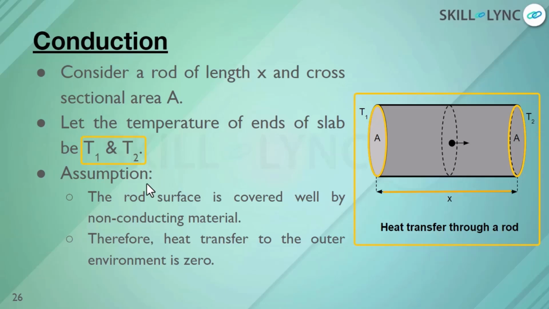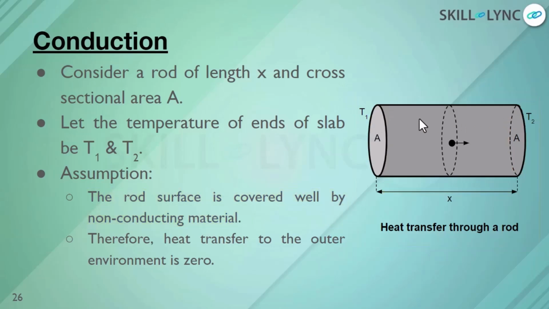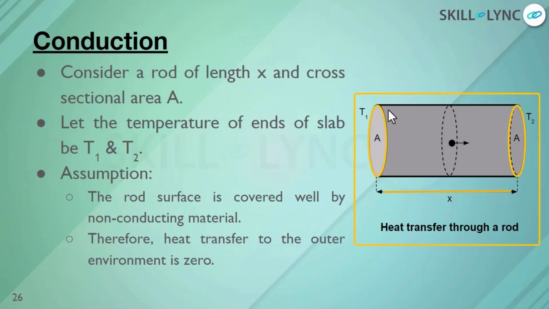The following assumptions are made before going ahead. The rod surface is covered well by a non-conductive material. That is, the complete surface of the rod between the ends is completely covered by a non-conducting material. Therefore, heat transfer to the outer environment is zero. Thus, no heat can be transferred from this surface area.